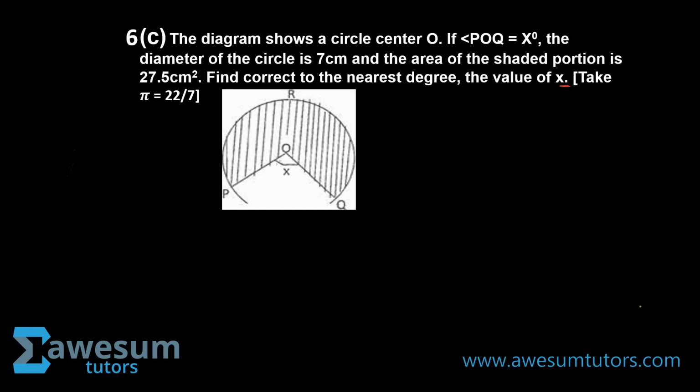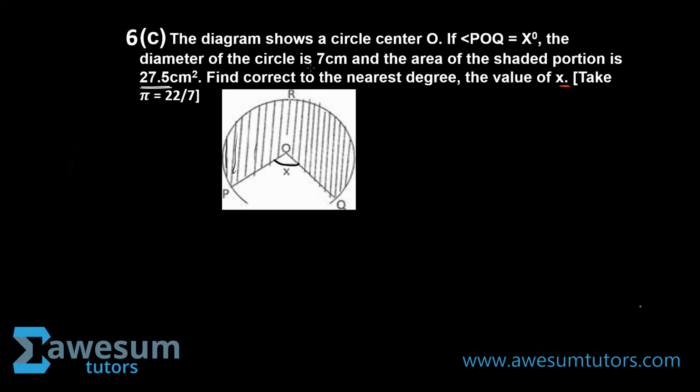Okay, now we have been told that this angle right here is x. And you have also been told that this shaded portion has an area of 27.5 centimeters square. First of all, you need to know what that area is. That's the area of a major sector.